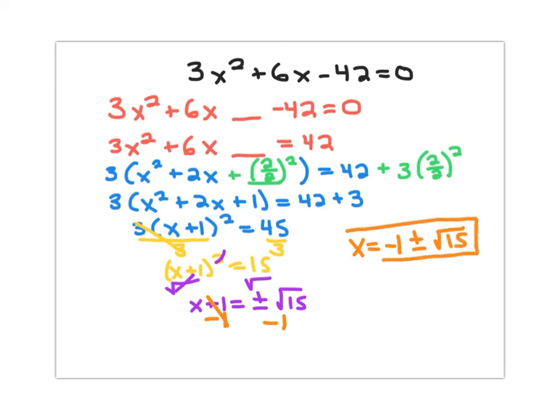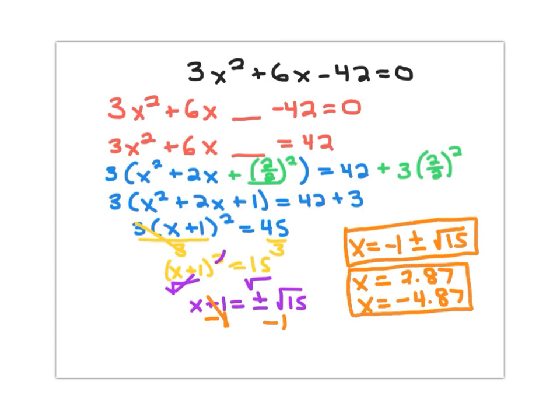You can leave your answer as this, or we can put it in our calculator and round to the nearest hundredth. If we do negative 1 plus the square root of 15, we get x equals 2.87. If we take negative 1 minus the square root of 15, we get negative 4.87. So we can look at our zeros both ways from completing the square.